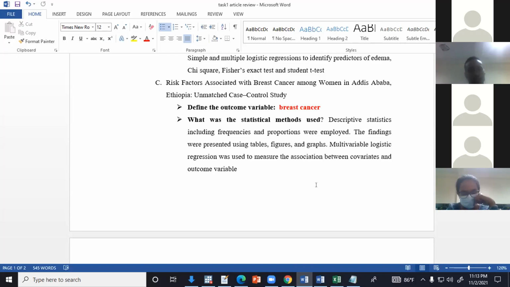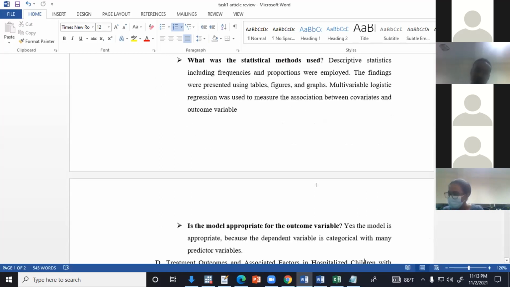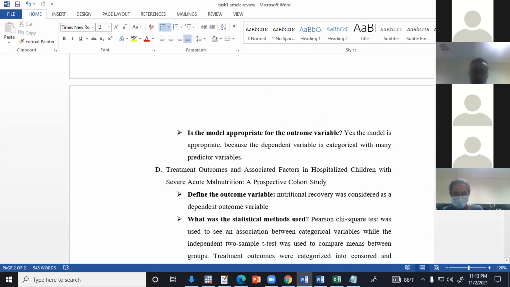So the outcome variable was breast cancer. The statistical methods used were descriptive statistics, including frequencies and proportions, and multivariable logistic regression was used to measure the association between covariates and outcome variables. Is the model appropriate for the outcome variable? Yes, the model is appropriate because the dependent variable is categorical with many predictor variables.